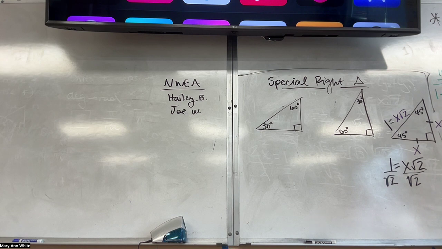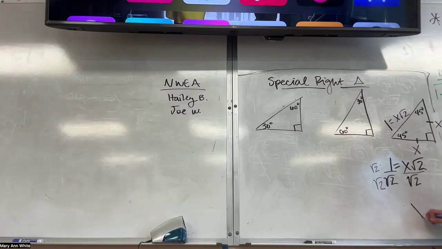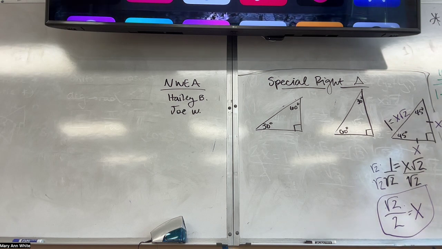How do you rationalize? Multiply by root 2 on top and bottom. And so X is equal to root 2 over 2. X equals root 2 over 2. That means that this leg right here is root 2 over 2. That means that this leg right here is root 2 over 2.